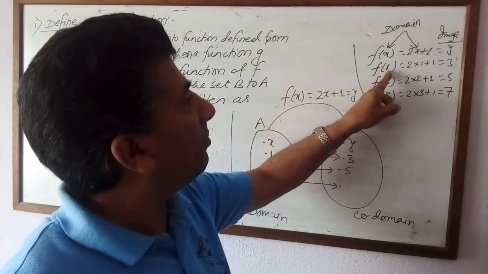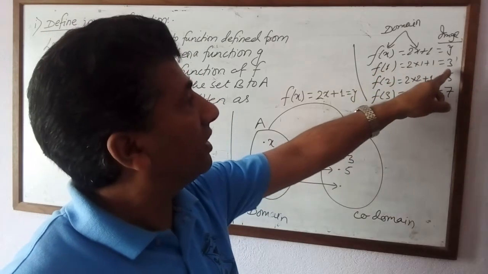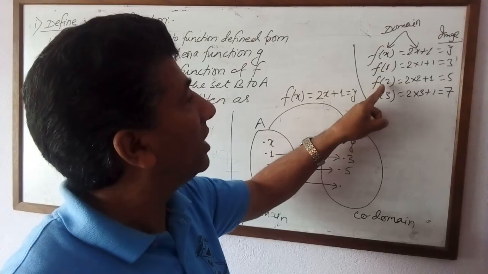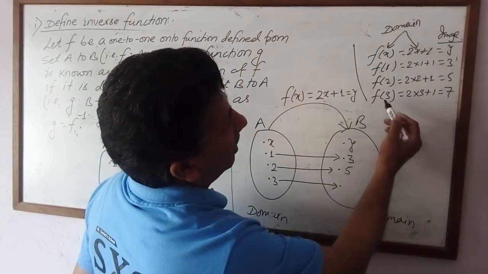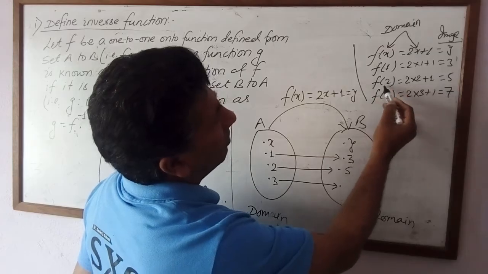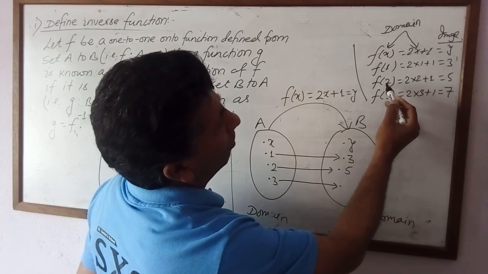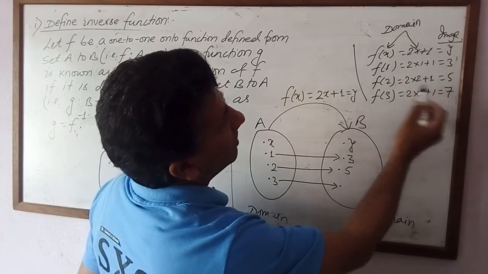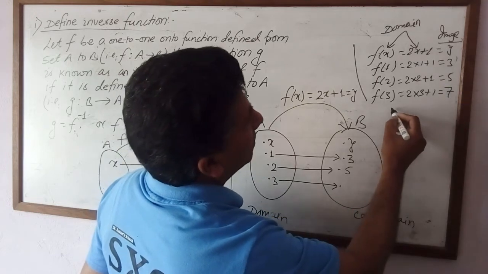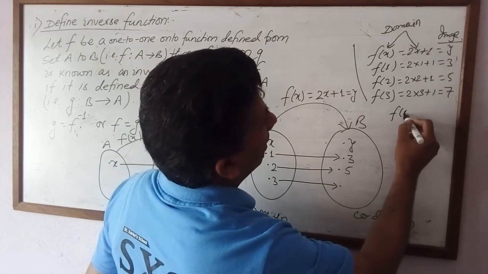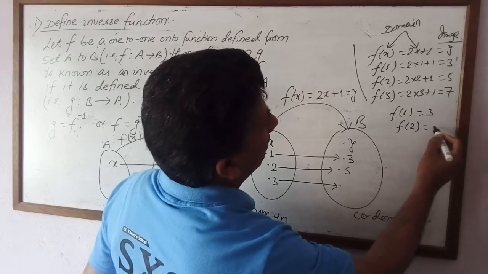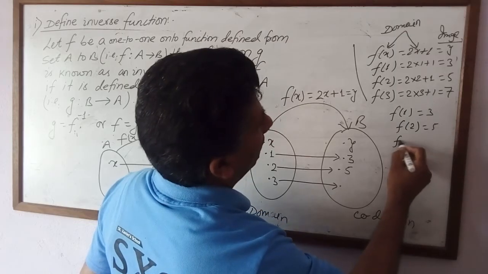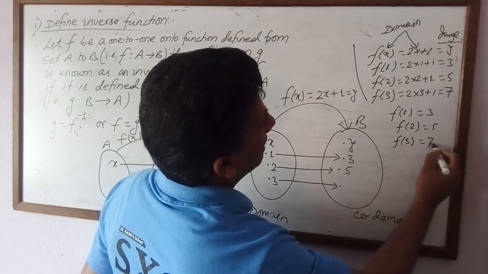That's why f1 represents the image also. f2 means, how to read? What is the meaning of this one? There is a function 2x plus 1. In that function f2, when you write the value of domain 2, x equals 2, that gives image 5. In this way, f1 we can write 3, f2 we can write 5, f3 we can write 7.